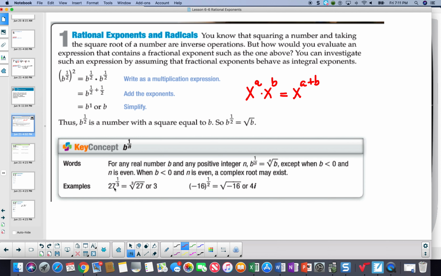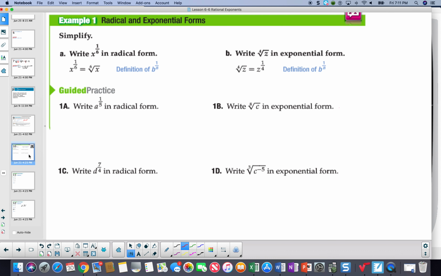In this case right here, 27 to the 1/3 power is the third root of 27, which is 3. This expression, -16 to the half power, is really the same thing as the square root of -16. Let's go ahead and practice some of these problems. X to the 1/6 power is the 6th root of x. The 4th root of z is z to the 1/4. So we're going back and forth from radical form to exponential, from exponential to radical. So let's go now to radical form.